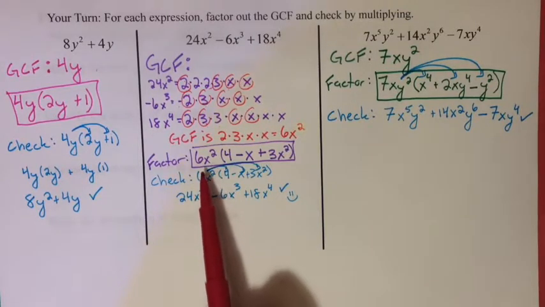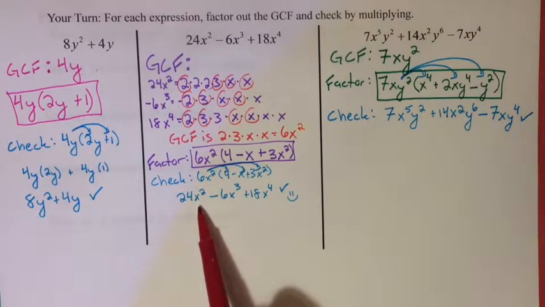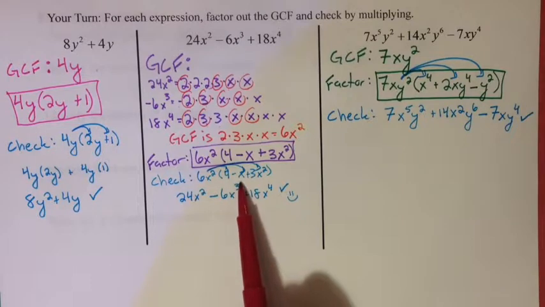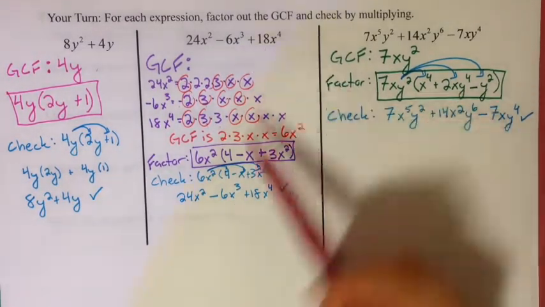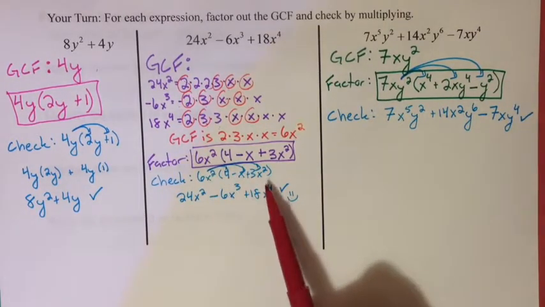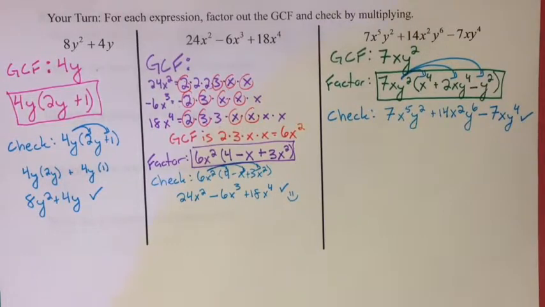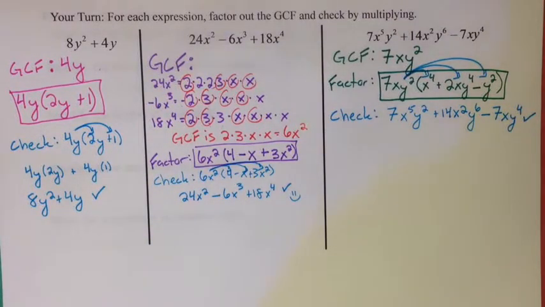I check by multiplying this back out. 6x squared multiplied by 4 is positive 24x squared, which is what I wanted. 6x squared multiplied by negative x will give me that negative 6x cubed, which is what I needed here. And then 6x squared multiplied by 3x squared is 18x to the 4th. So looks like we got it. That factorization works.